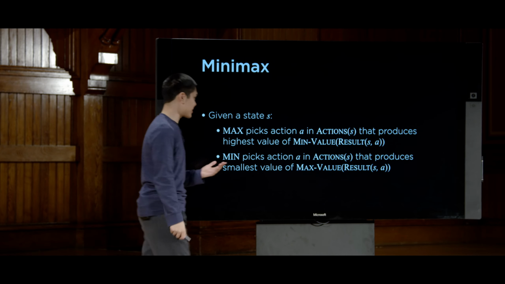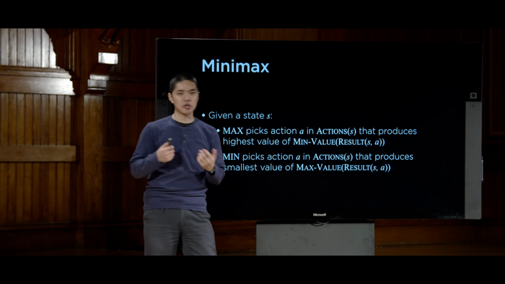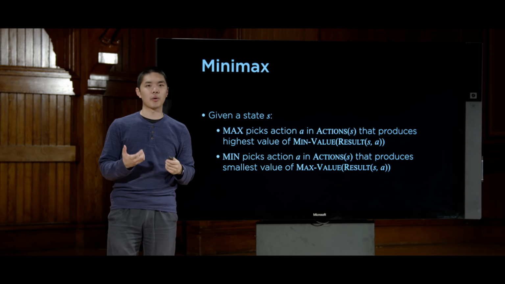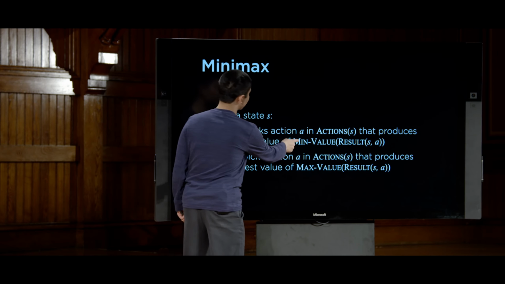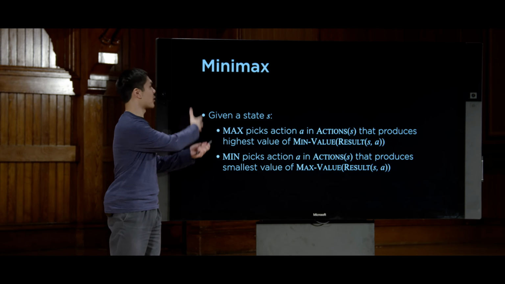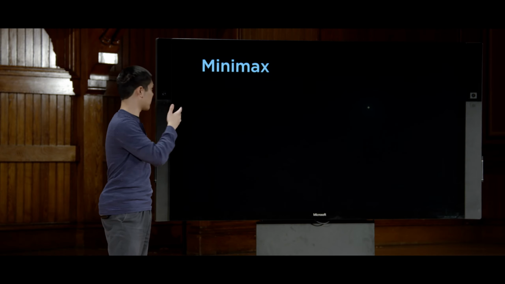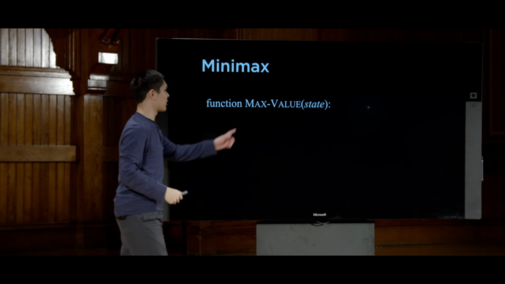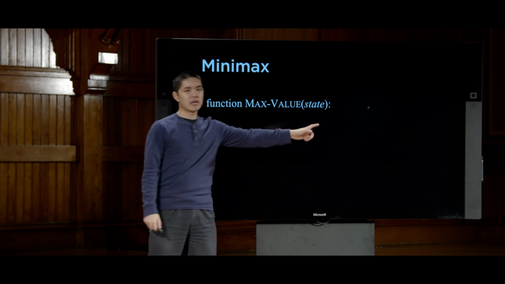And now we need to turn our attention to these two functions, MaxValue and MinValue. How do you actually calculate the value of a state if you're trying to maximize its value? And how do you calculate the value of a state if you're trying to minimize the value? If you can do that, then we have an entire implementation of this Minimax algorithm. So let's try and implement this MaxValue function that takes a state and returns as output the value of that state if I'm trying to maximize the value of the state.